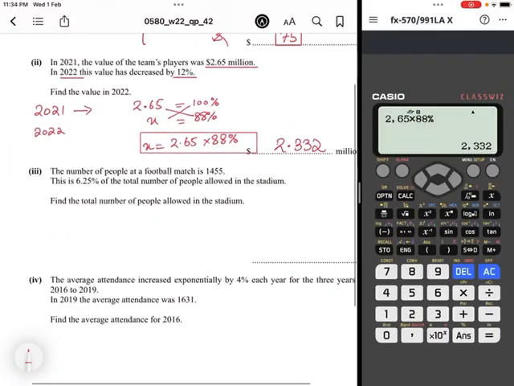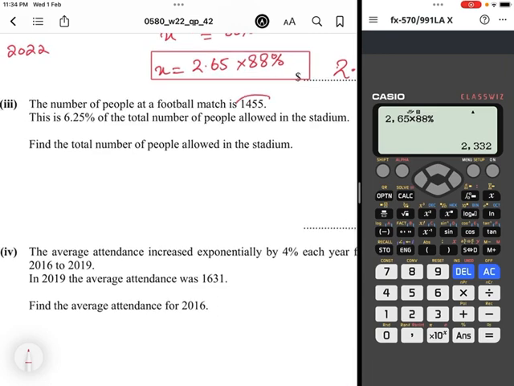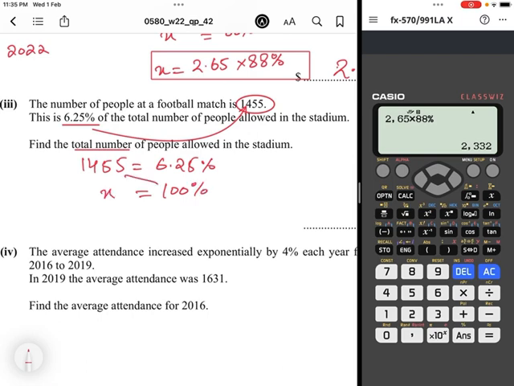Okay, now the number of people at a football match is 1455, and this is 6.25% of the total. It means that this is 6.25%. Now they say find the total number. So total is always 100%, as I say in my classes and lectures. So you have to multiply with the x, so that is cross multiplication. So 1455 is equal to 6.25% x.